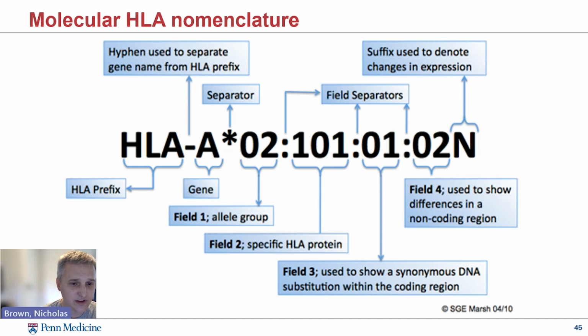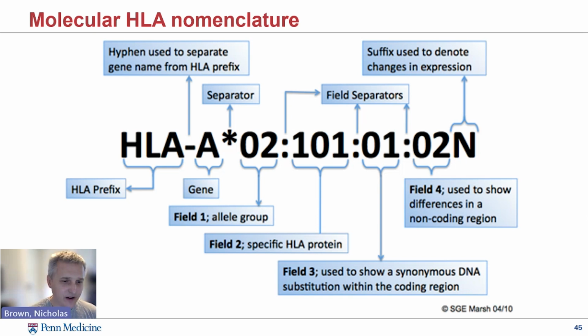After this asterisk is where you actually have the gene name. You can see that there are 4 different fields, as they're called, that are separated by these colons. The first field encodes the allele group. I like to teach that this is like being able to type someone to their last name. If you were to type me to the first field, you could see that I'm part of the Brown family, but you wouldn't be able to tell me apart from my sister or my parents, etc.